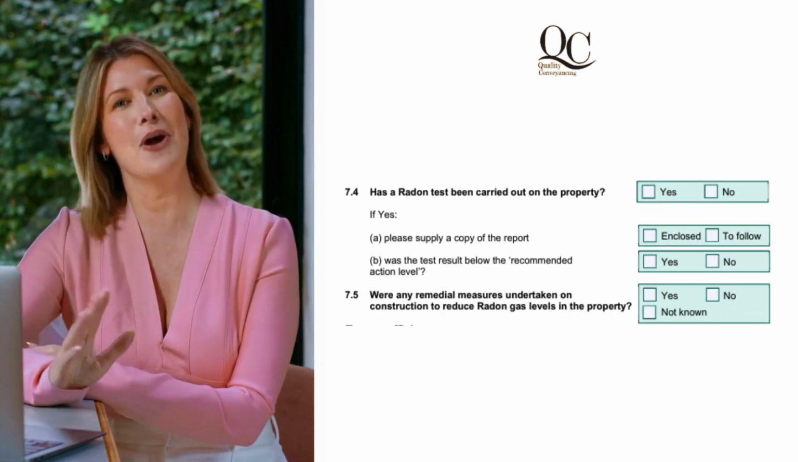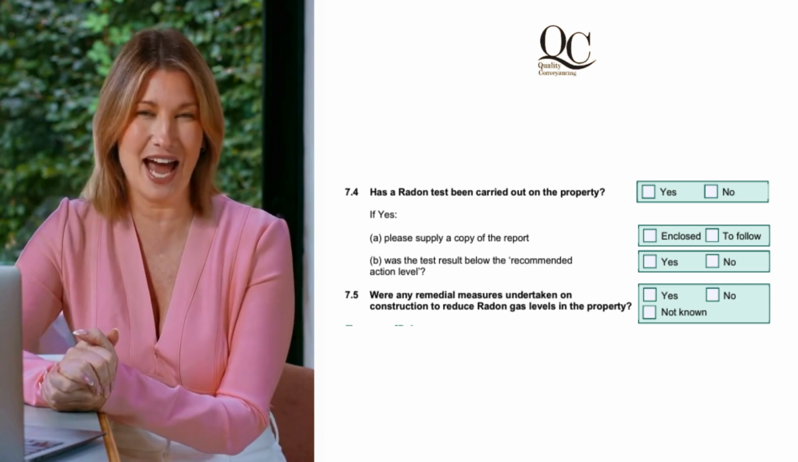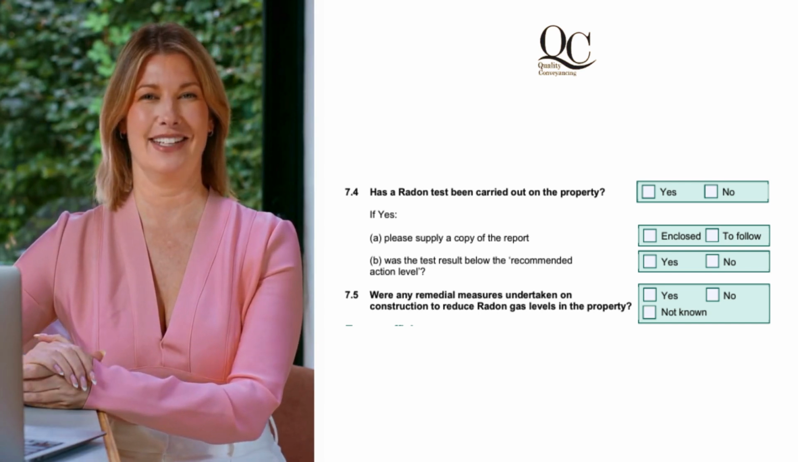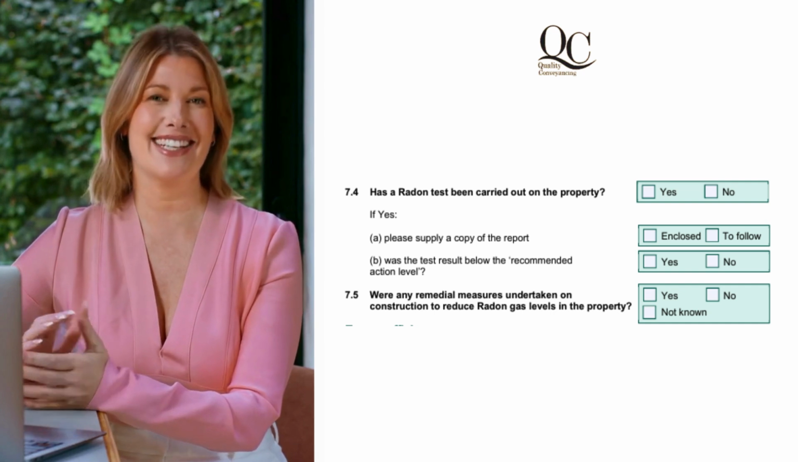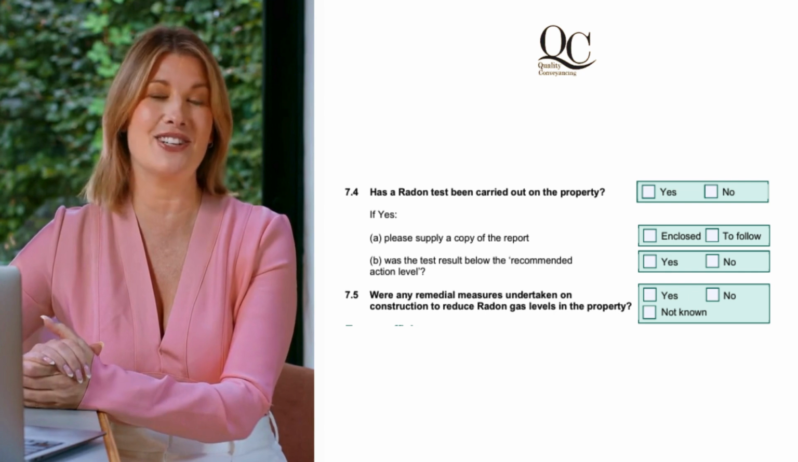Next, the form asks about radon testing. Radon is a naturally occurring gas found in certain areas of the UK, and in high levels it can be harmful, which is why it's checked. You'll be asked whether a radon test has ever been carried out at the property. If a test was done, tick yes. If not, tick no. And if you're not sure, it's absolutely fine to tick not known.